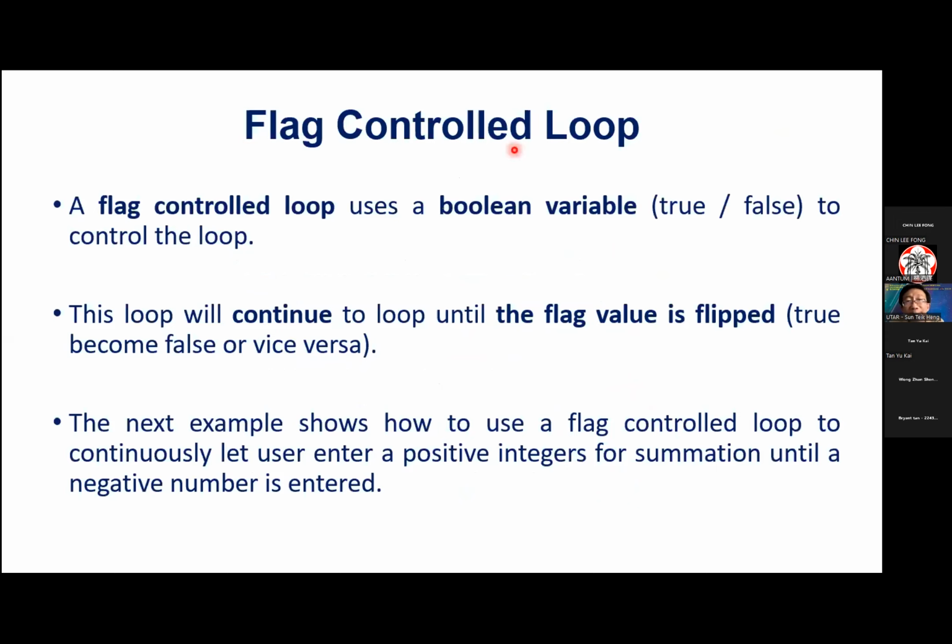The next one is the flag control loop. For a flag control loop, we make use of a flag, a Boolean variable, to indicate whether the loop should continue or should terminate. So the loop will continue to loop until the flag value is flipped. That means from true to false, or from false to true.